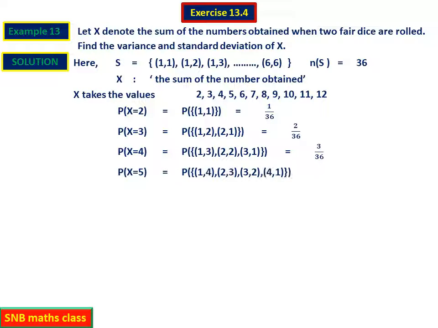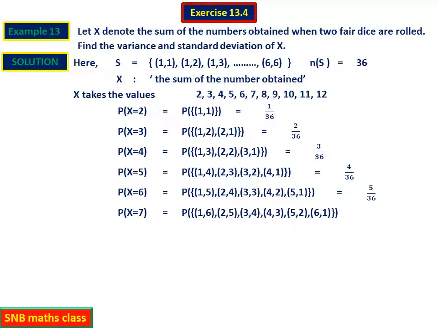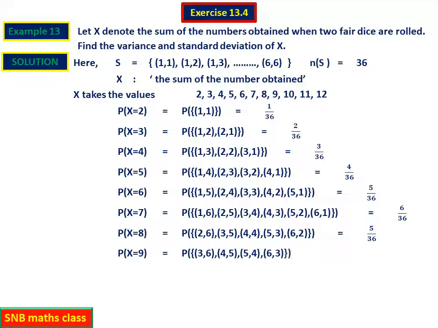Then next one is x equal to 5. What are the pairs? 1 4, then 2 3, 3 2 and 4 1. So this is exactly 4 by 36. And then probability x equal to 6, the pairs are 1 5, 2 4, 3 3, 4 2 and 5 1. So this probability is 5 by 36. Similarly x equal to 7, the pairs are 1 6, 2 5, 3 4, then 4 3, 5 2, 6 1. So this is 6 by 36. Then next one is 8. 8 corresponds to getting 2 6, then 3 5, then 4 4, 5 3 and then 6 2. So this will be equal to 5 by 36.